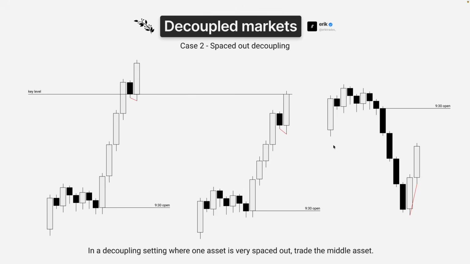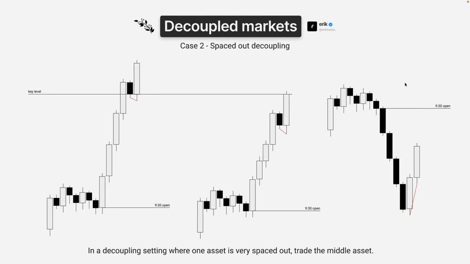So again, for this second case, you have a spaced out decoupling where 930 opens up and we expand lower just a bit too much, okay? We expand lower just a bit too much to the point where if you see this third asset, do you think it's going to make it to this high? Probably not, right? But you have this key level on both of these assets. You have a spaced out decoupling.